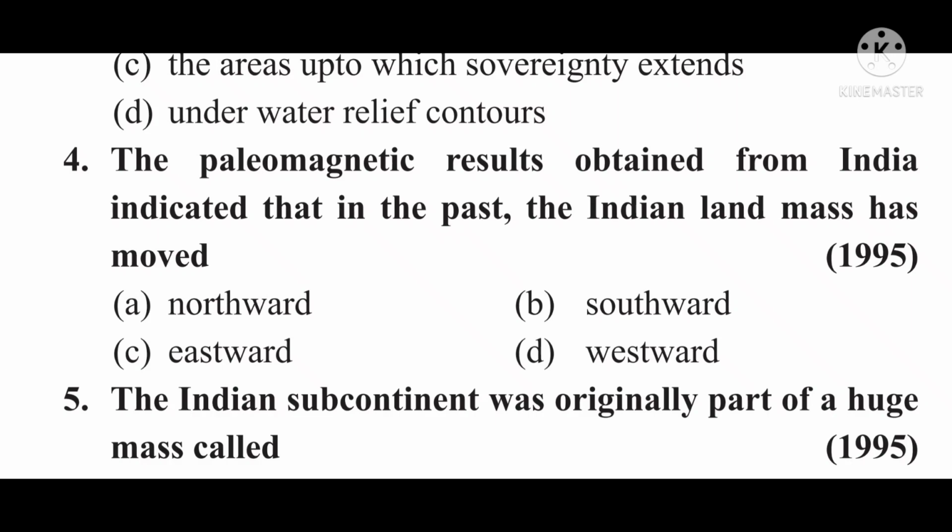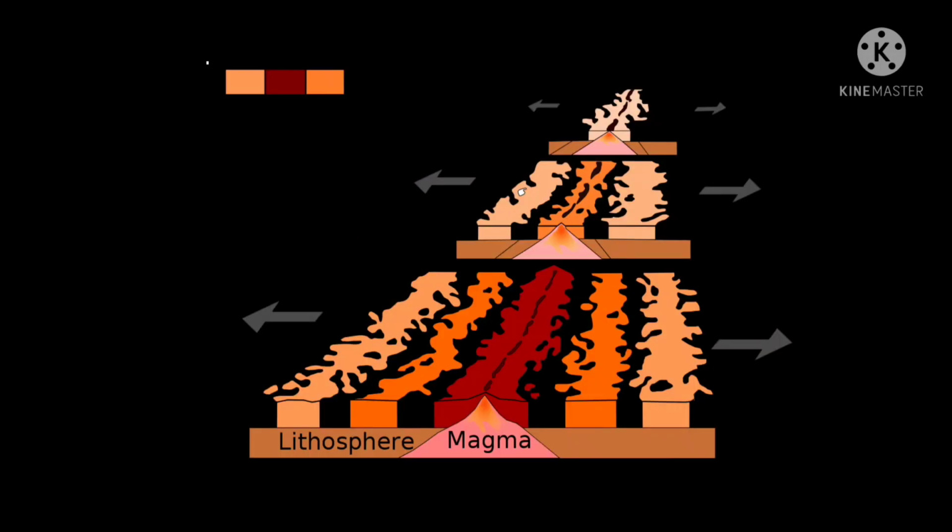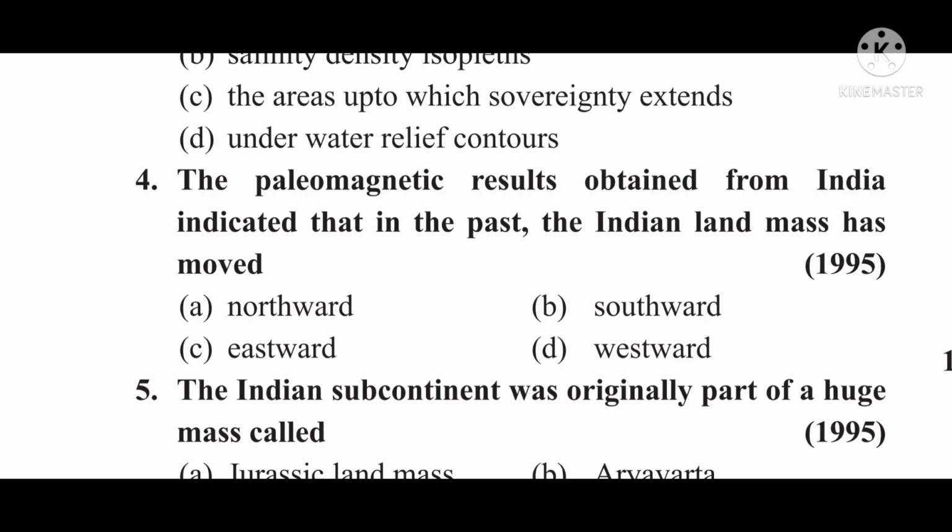Next question. The paleomagnetic results obtained from India indicated that in the past, the Indian landmass has moved. Paleomagnetism is nothing but the study of the record of Earth's magnetic field in rocks, sediments or archaeological materials. And the paleomagnetic result shows the movement of India towards the north after breaking from Africa. So the answer will be option number A, northward movement.